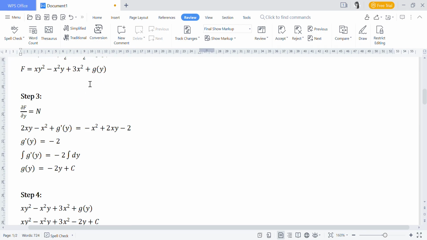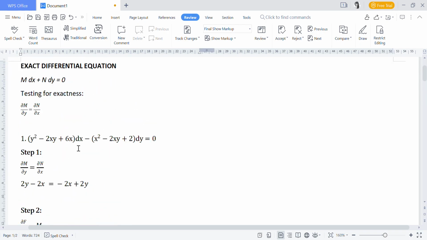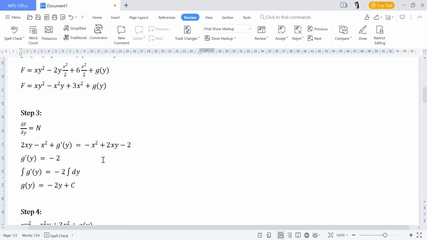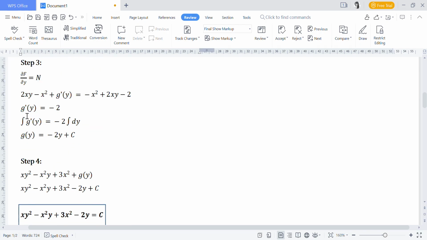Then, this unknown function g of y will become g prime of y. Now, let's equate this to the N, which is this one. Just copy that. Then, we have negative x squared plus 2xy minus 2. As you can see, we have two terms that can be cancelled out, which are the positive 2xy and the negative x squared. So, all we have left is g prime of y is equal to negative 2.